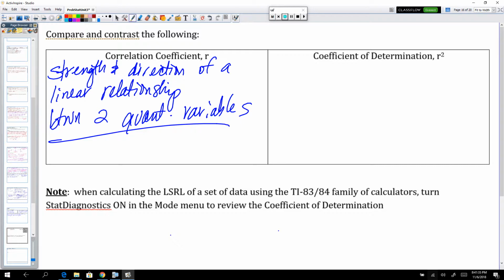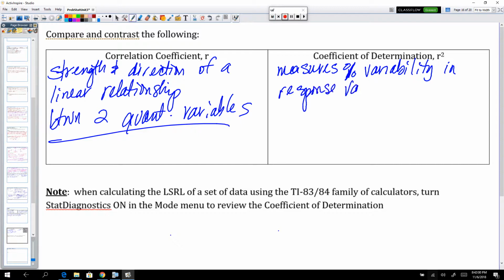Coefficient of determination is slightly different. Even though it's r squared, it's slightly different. This measures the variability, well, let me be more specific, the percent variability in the response variable that is associated, or that is accounted for by the least squares regression line.